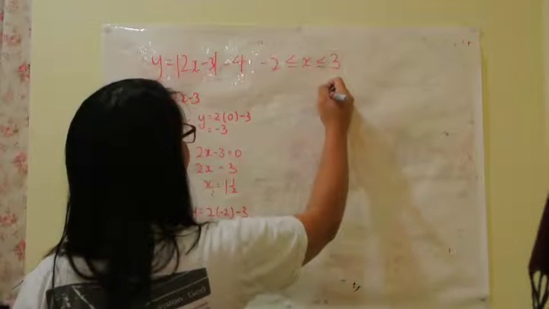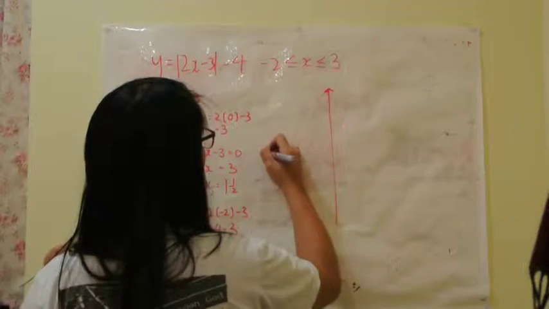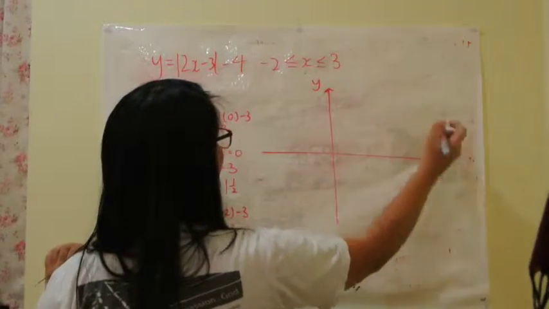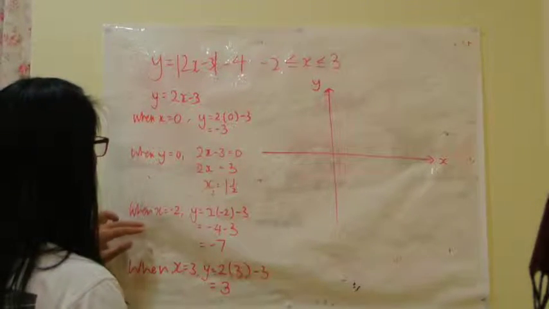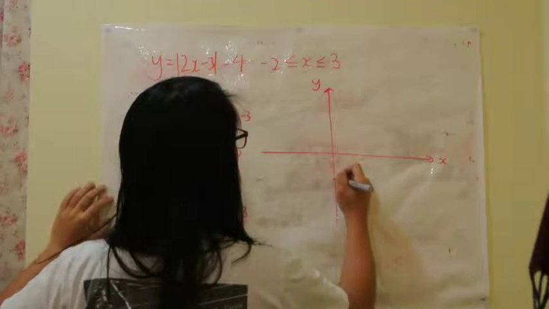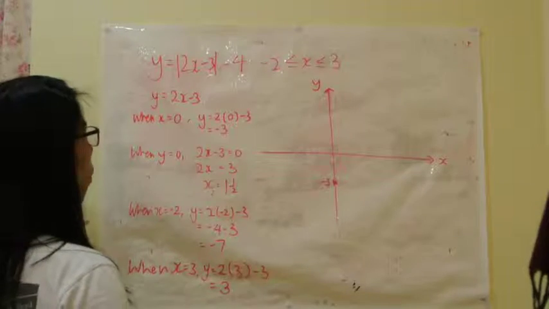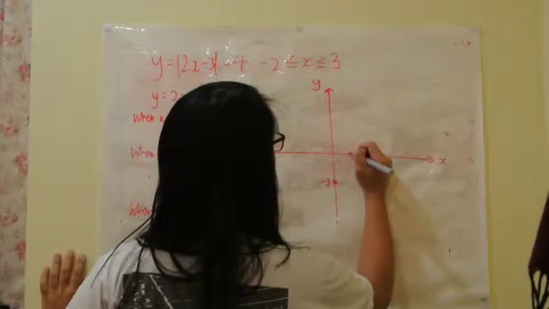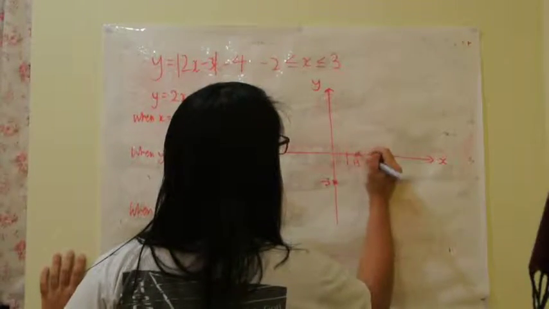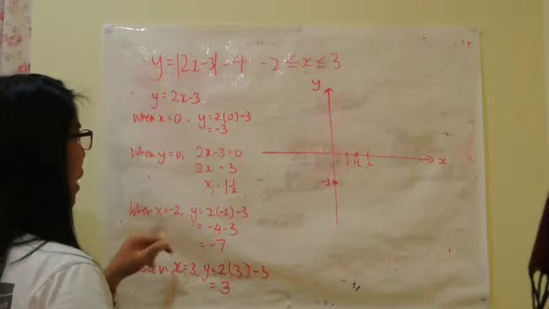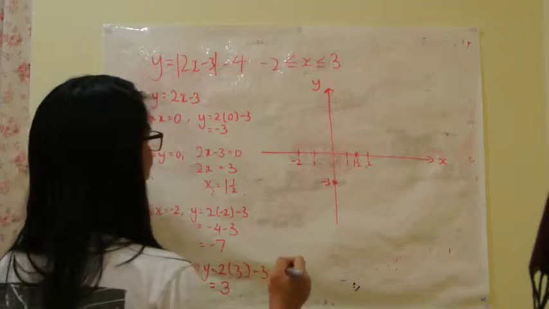Let's plot them. I have my x and y axis, and I know x lies between minus 2 and 3. When x is 0, y is minus 3, so let's mark out minus 3. When y is 0, x is 1.5, so let's mark that out as well. When x is minus 2, y is minus 7.